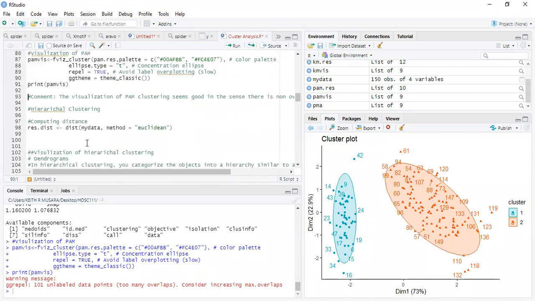So next, let's move on to the hierarchical method. The hierarchical method is a clustering technique that requires you to compute the distance first. You compute the distance of the data set that you have. I think here it's a mistake. You should be clustering.